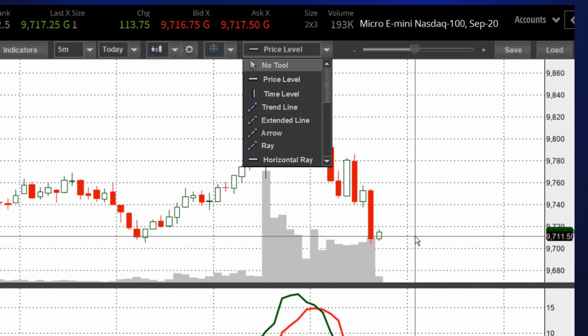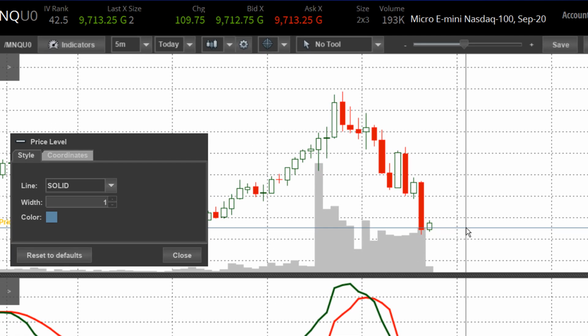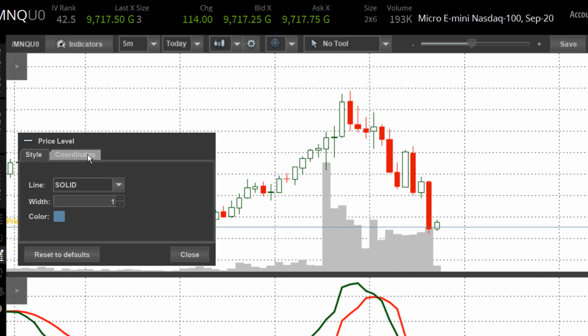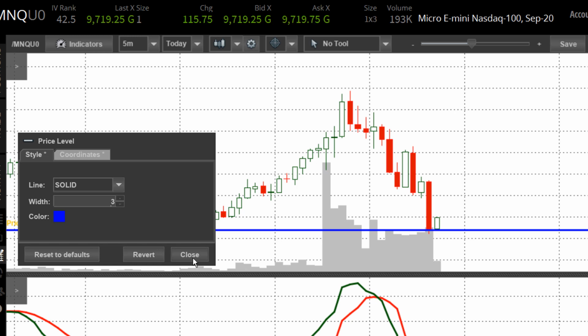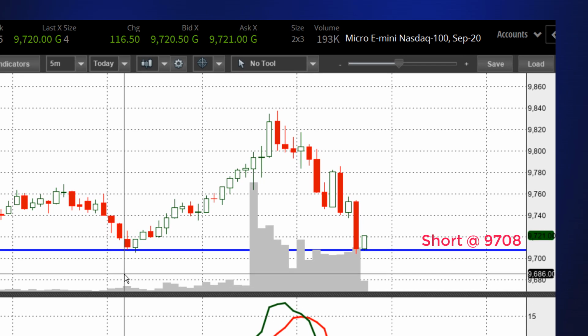I'm going to use one of the tools on the Tastyworks screen. I'm going to put in a horizontal line, a blue line, that's going to show us the price at which we are short this Micro Emini contract. And I'm going to make that blue, and there we go. So we're short at 97.08. We're trading 97.20. It's about 12 points. We're down $24 right now.